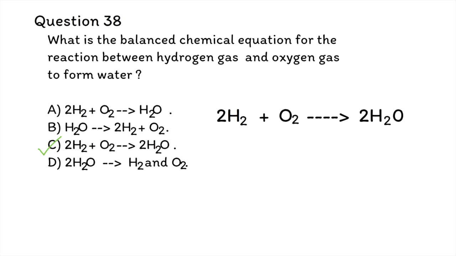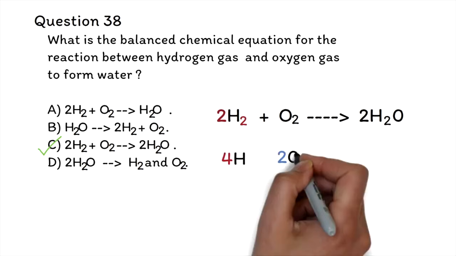Balancing equations is one of the most important things on the GED. Our work here is to make sure that there are equal numbers of atoms of each element on both sides of the equation. On the left side, there are 4 atoms of hydrogen. That is the 2 times this 2. For the oxygen, there are 2 atoms.